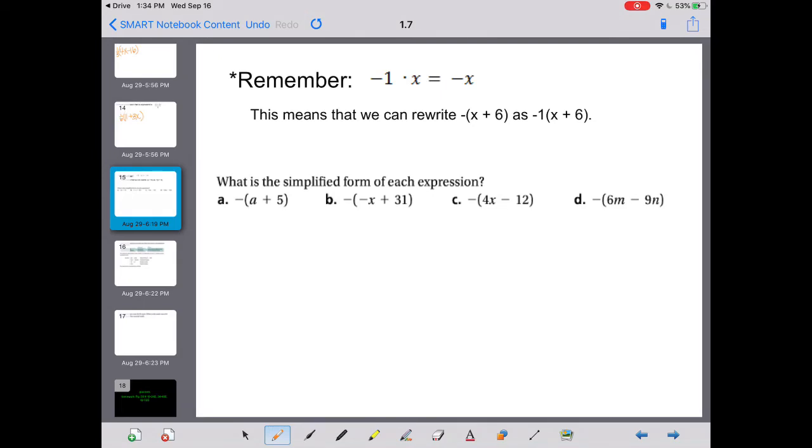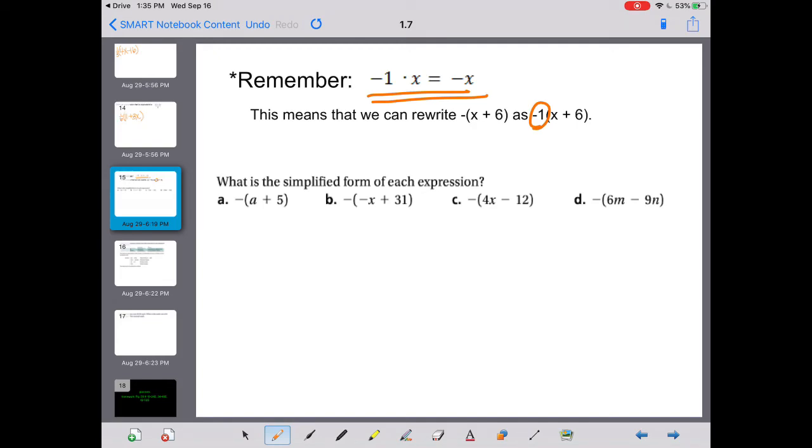Okay, remember that one of our rules, the multiplication property of -1, told us that if I multiply anything times -1, I get the opposite of that number. Okay, that's what this is showing me. So this means we could rewrite an x plus 6 in parentheses with a negative out front as having a -1 out front. Remember that just because you can't see it doesn't mean it's not there. So that negative sign really is like having a -1 out front.